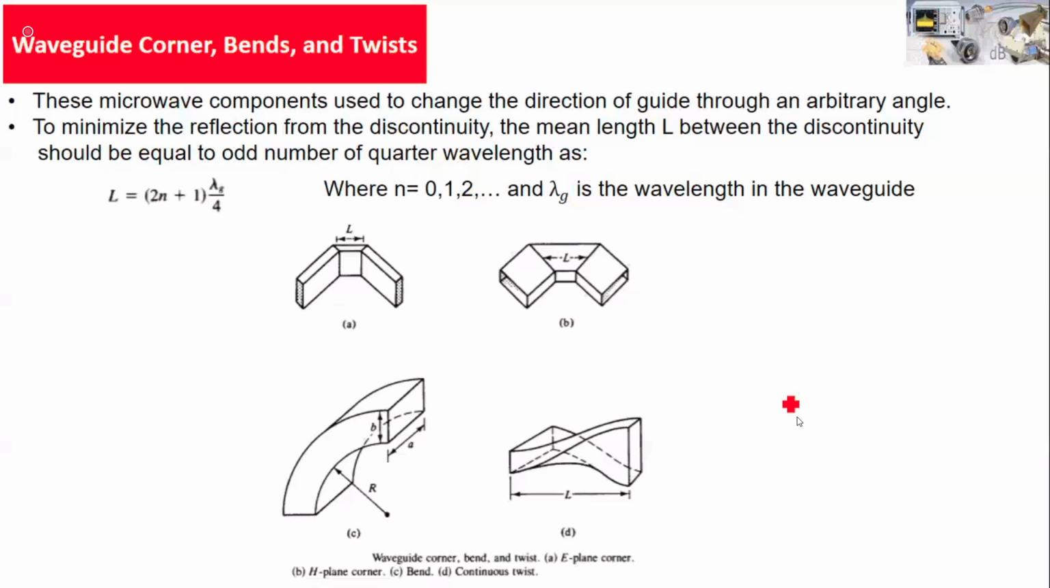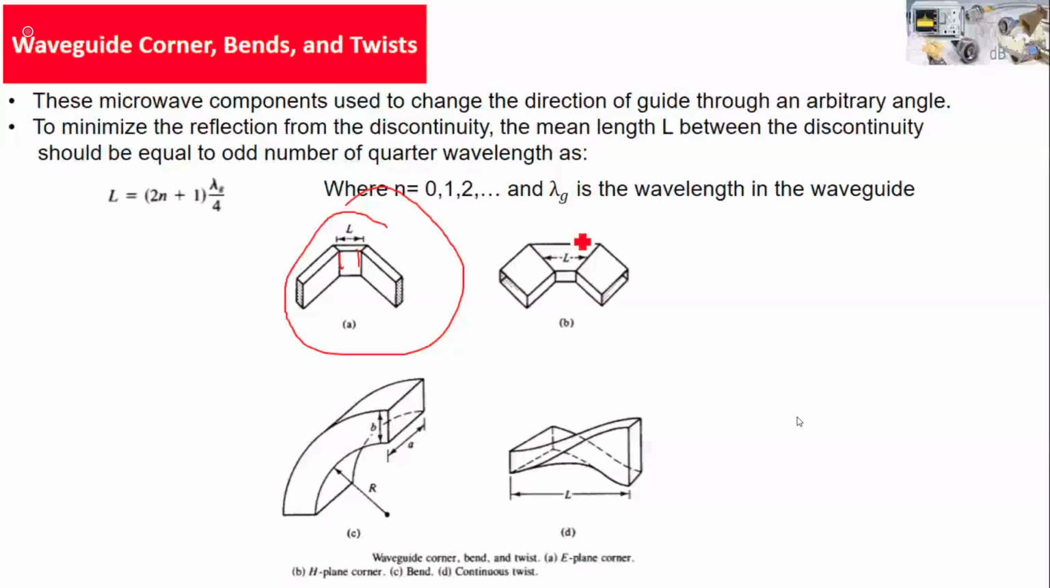Guide means an electromagnetic wave following through a waveguide at an arbitrary angle. To minimize the reflection from the discontinuity, see, first one is your corner. It has a twist, and a discontinuity is present here and here. In this discontinuity, obviously an impedance mismatch is there. If there is an impedance mismatch, then reflections will be there. So to minimize this reflection, you have to give a length in such a manner that there is minimum reflection.